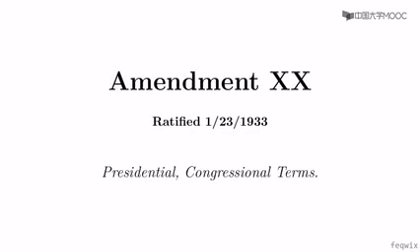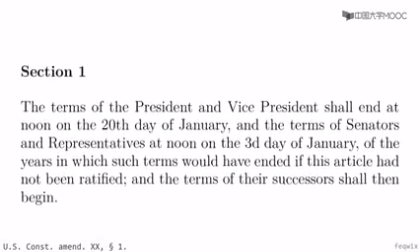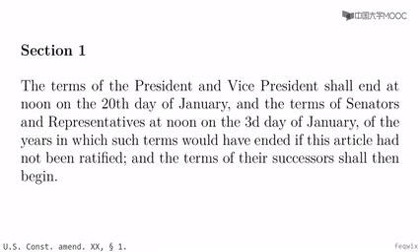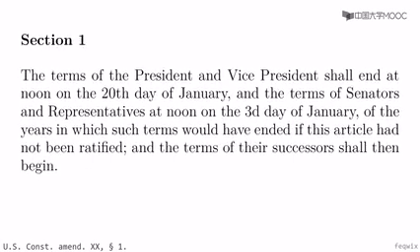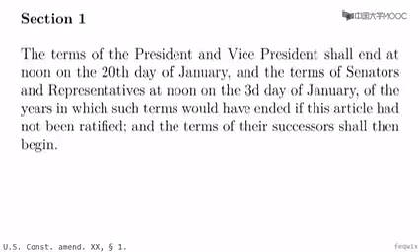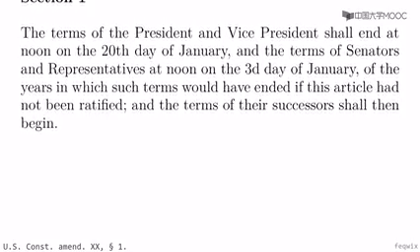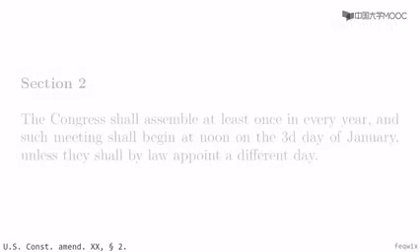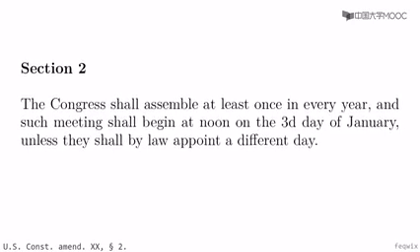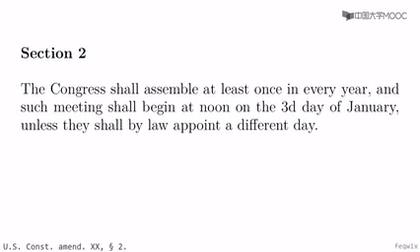Amendment 20. Section 1. The terms of the President and Vice President shall end at noon on the 20th day of January, and the terms of Senators and Representatives at noon on the 3rd day of January, of the years in which such terms would have ended if this article had not been ratified, and the terms of their successors shall then begin. Section 2. The Congress shall assemble at least once in every year, and such meeting shall begin at noon on the 3rd day of January, unless they shall by law appoint a different day.